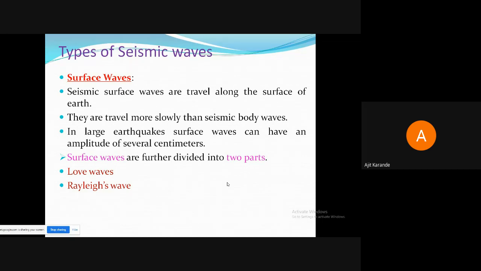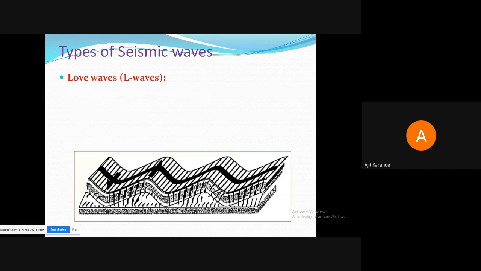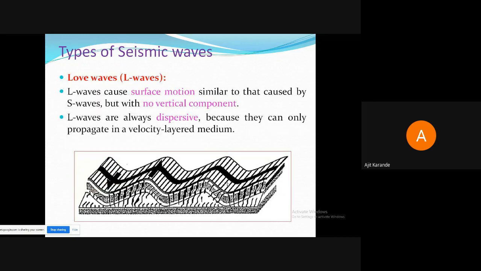Generally, as far as these two waves are concerned, let's see Love waves first. So Love waves cause surface motion similar to that caused by S waves, but with no vertical component. Now, I take one example of the Love waves. Can you see some crawling animal like a snake?